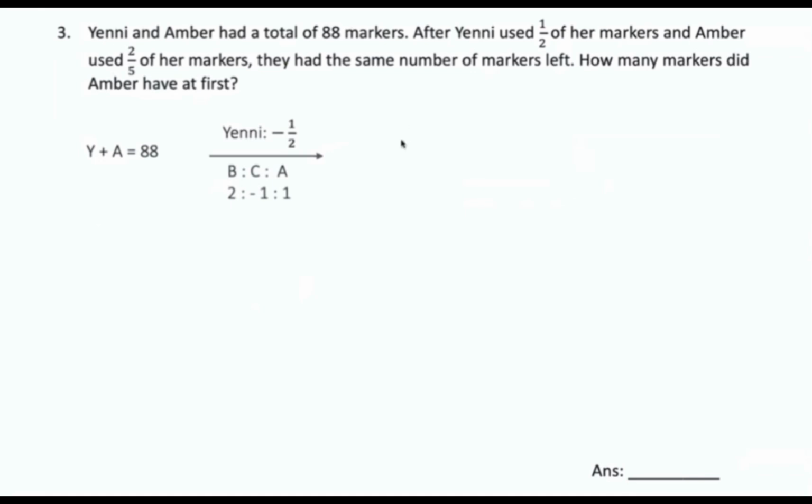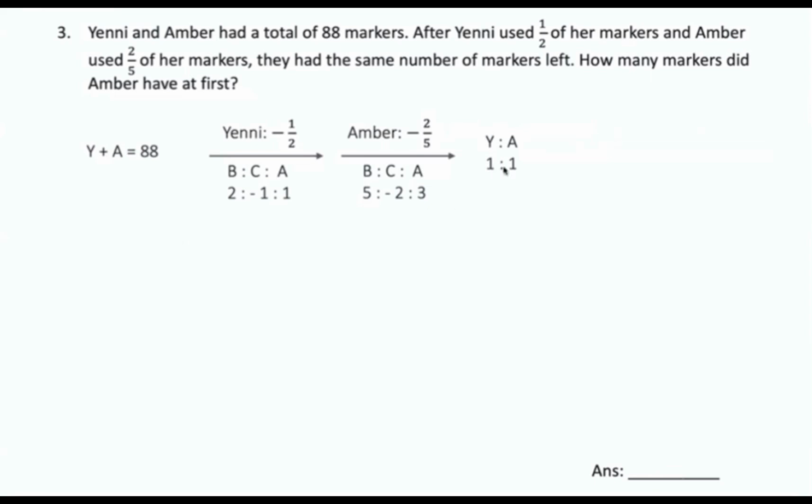Amber used 2/5. Okay, now you should be pretty familiar with this process. So 5 take away 2 left 3. They are the same number of markers. So same means 1:1. You can put 2:2, it doesn't matter, as long as numbers are the same. Now, step 1 done. Step 2, look for common base.